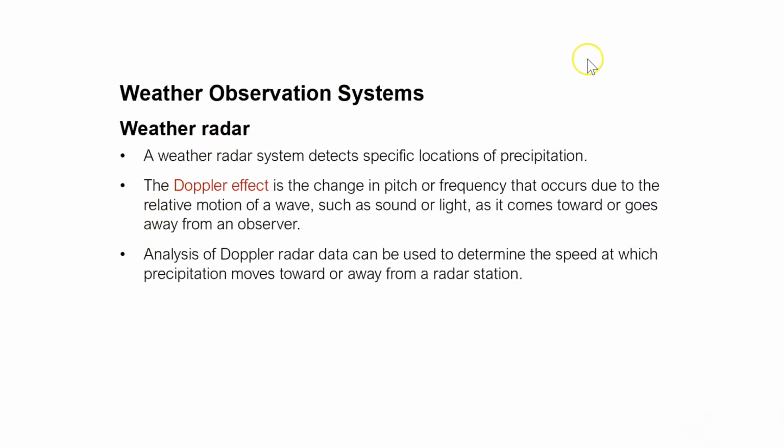We can also gather data from space or from the ground by using Doppler radar. The Doppler effect is the change in pitch or frequency that occurs due to the relative motion of a wave, such as sound or light, as it comes toward or goes away from an observer. So you may have experienced this before. And what this would sound like is a sudden shift in pitch.